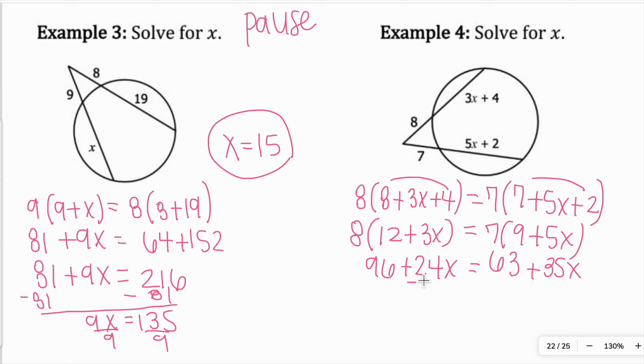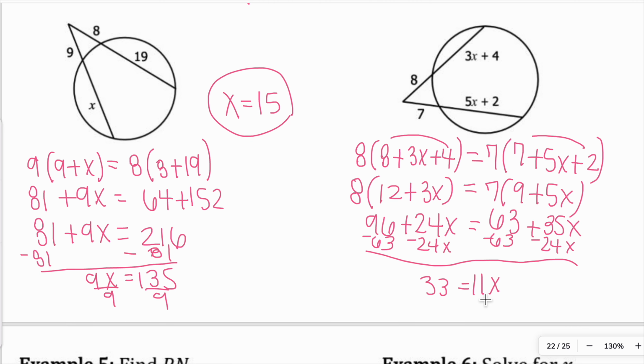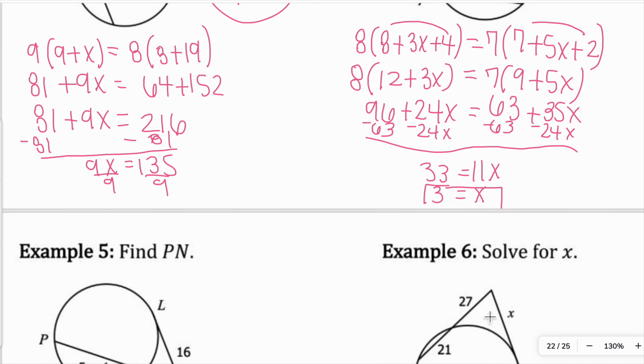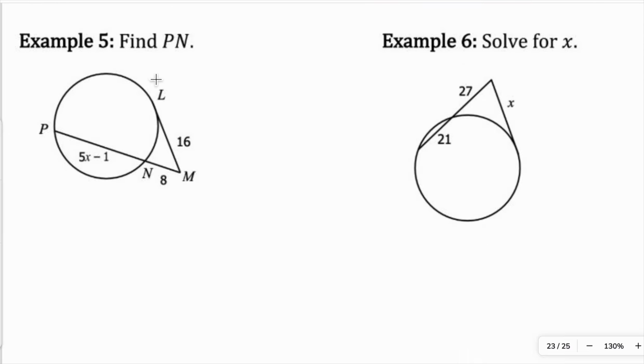Subtracting my x's, and then subtracting 63, we're going to end up with 33 is equal to 11x. So solving for x, x equals 3. For example 5, we're going to solve for x first and then find PN.